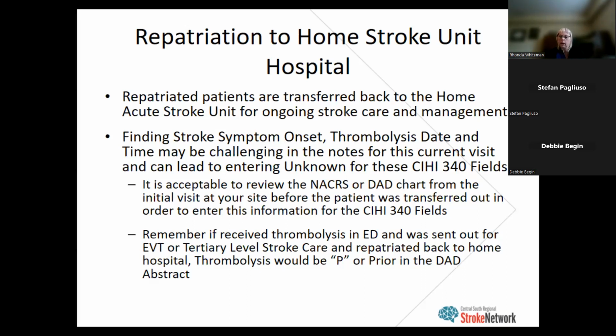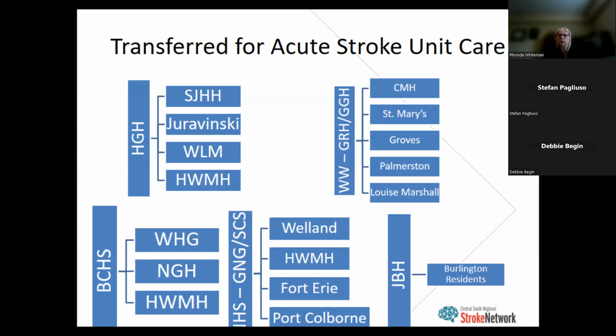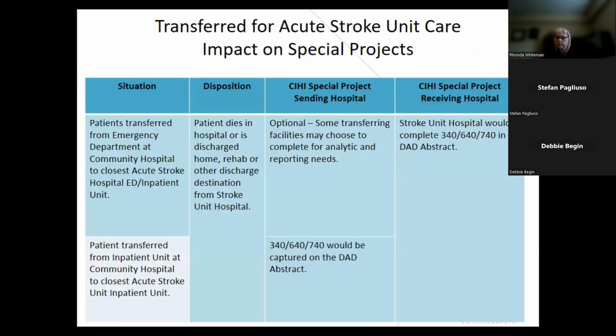And certainly remembering if the patient received thrombolysis in the ED of your hospital, was sent out for endovascular treatment or tertiary level stroke care, repatriated back, thrombolysis will be considered prior at the receiving regional stroke center and also in the DAD abstract when the patient's repatriated. Steph talked about transferring patients for acute stroke unit care. And so talking about what that looks like.